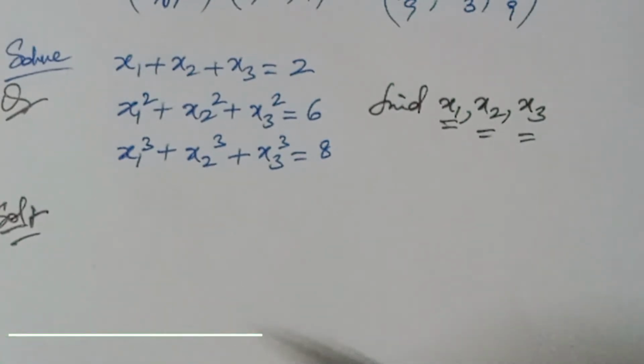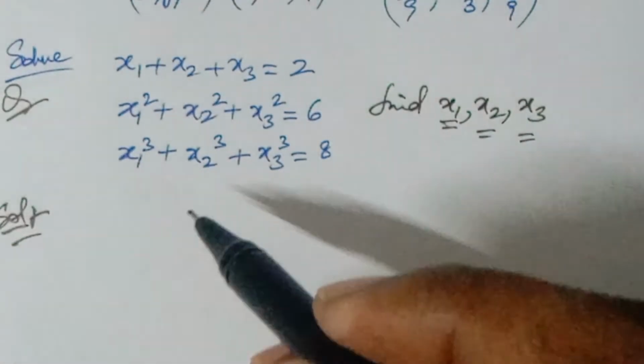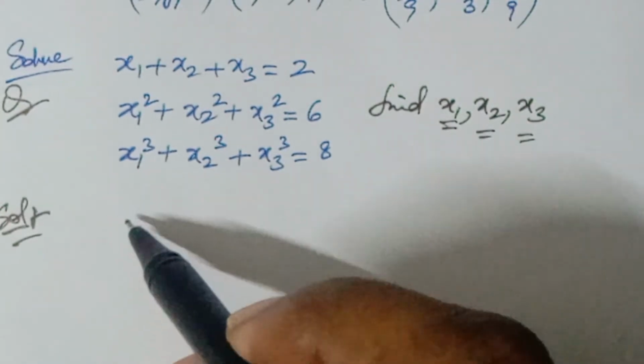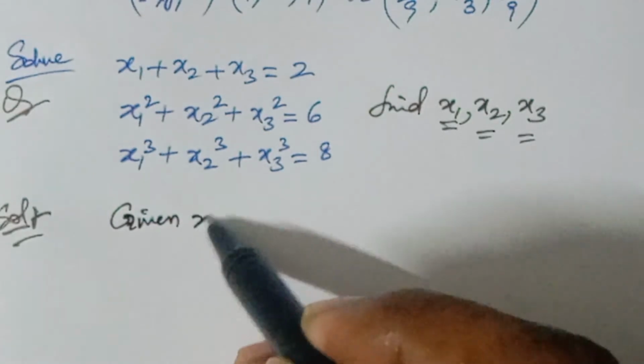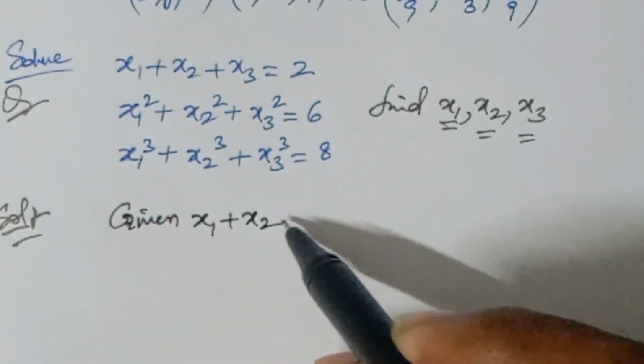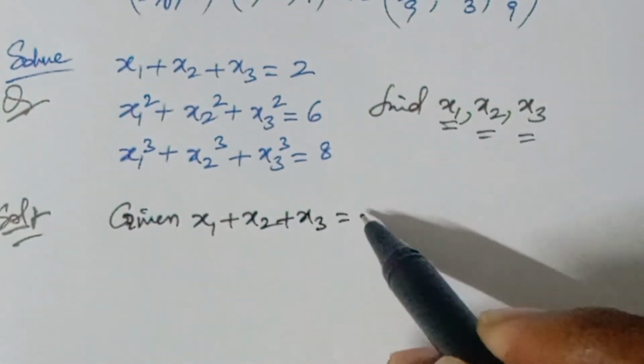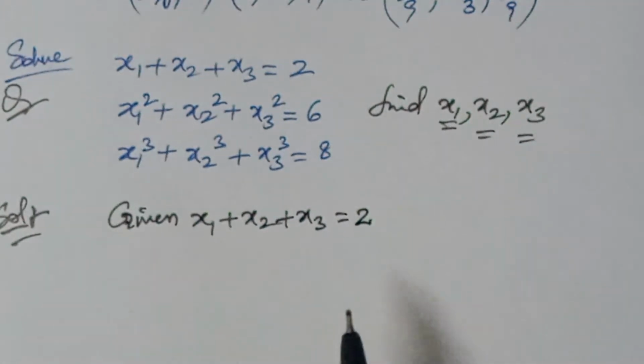So pause the video for 10 seconds and think about this problem. Can you get the solution for this? Otherwise, follow the video. So here what is given: x1 plus x2 plus x3 is equal to 2.